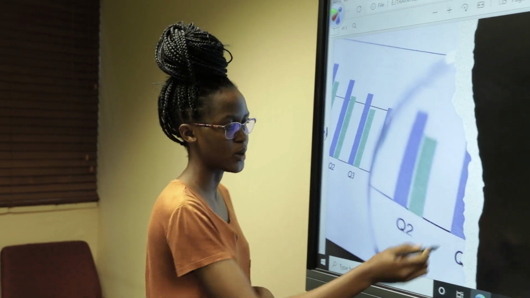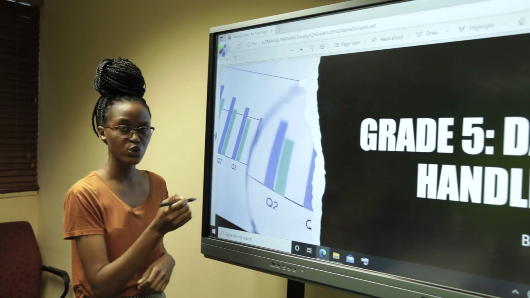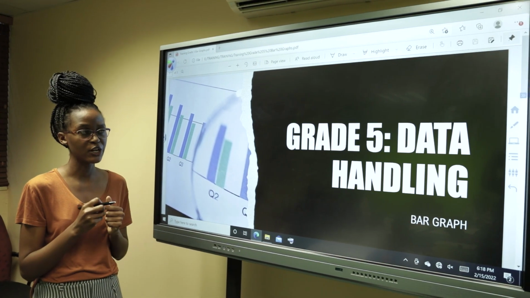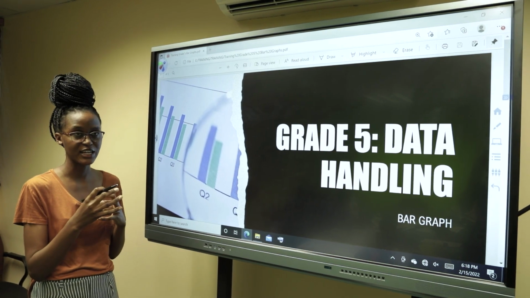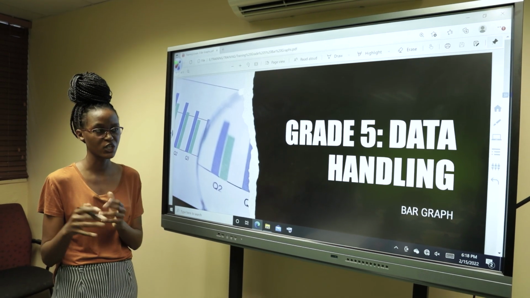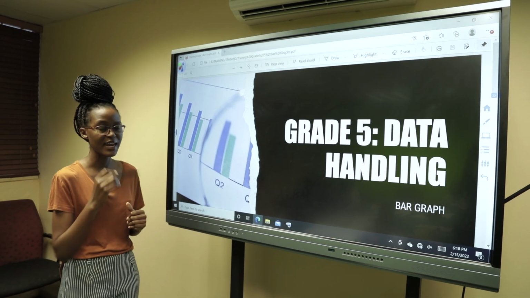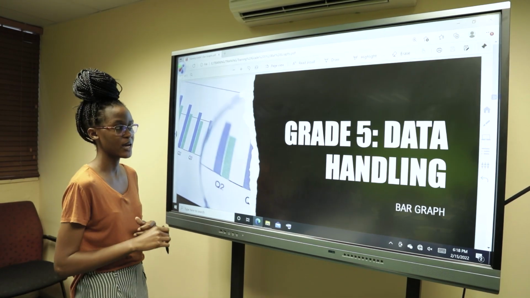Good day, teachers. Today's lesson plan is on data handling for grade 5s, specific to bar graphs. We must make sure that we gauge the learners' prior knowledge of data handling so that we can help them to make the transition to use the bar graph and answer questions that they may be asked.